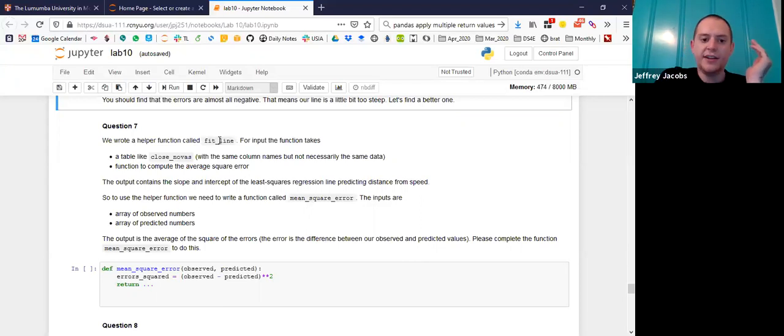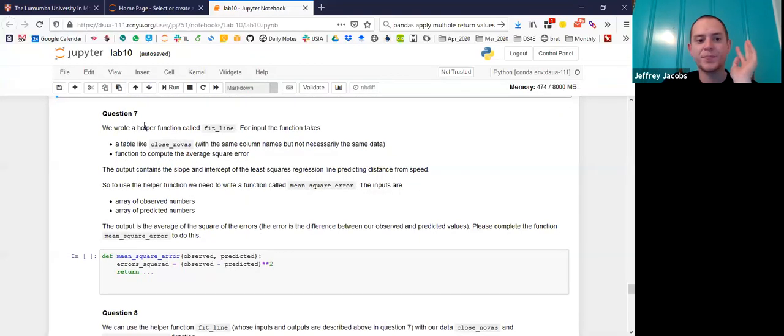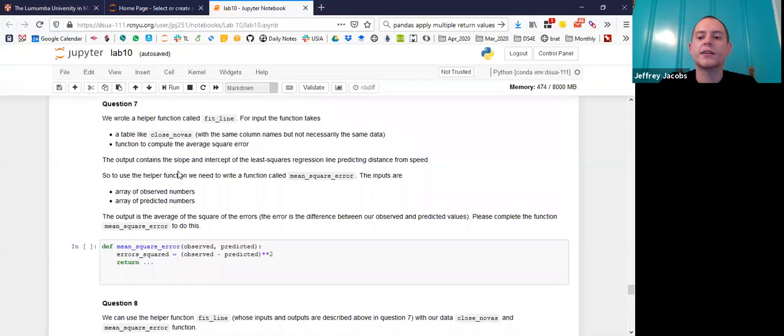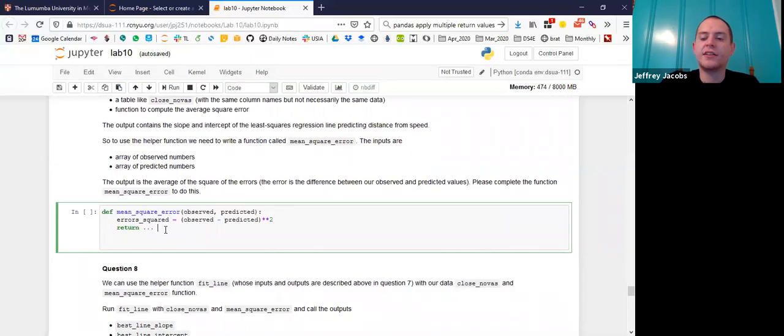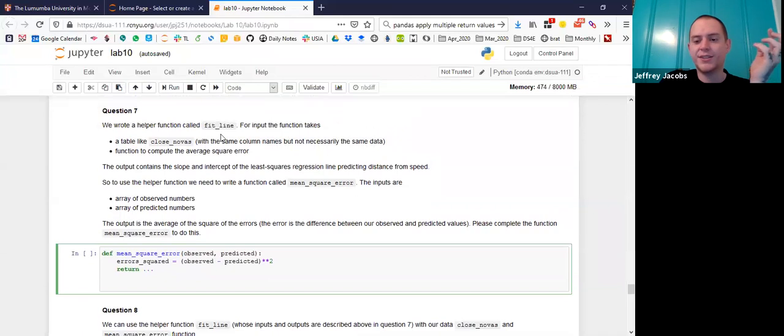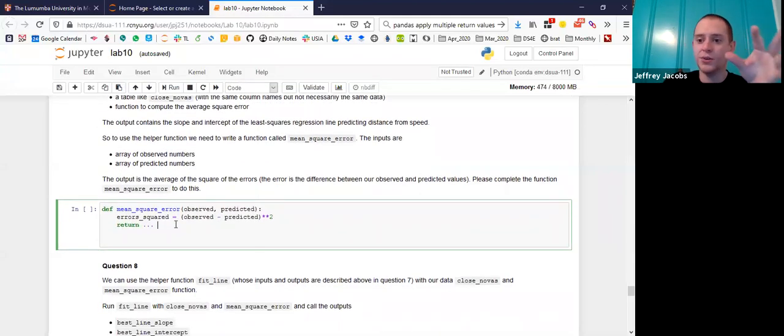So that's what this fit line function is doing. It's saying, all right, give me a table and give me an error function, and I'll try a bunch of lines and I'll find the best one, right? So that's this helper function that you're given. Instead of going and Googling the formula and solving for the best fit line, we're just going to say, I don't know the formula, but I have this fit line function where I can give it a way to compute errors and a data set, and it'll guess a bunch of lines until it gets the best one.